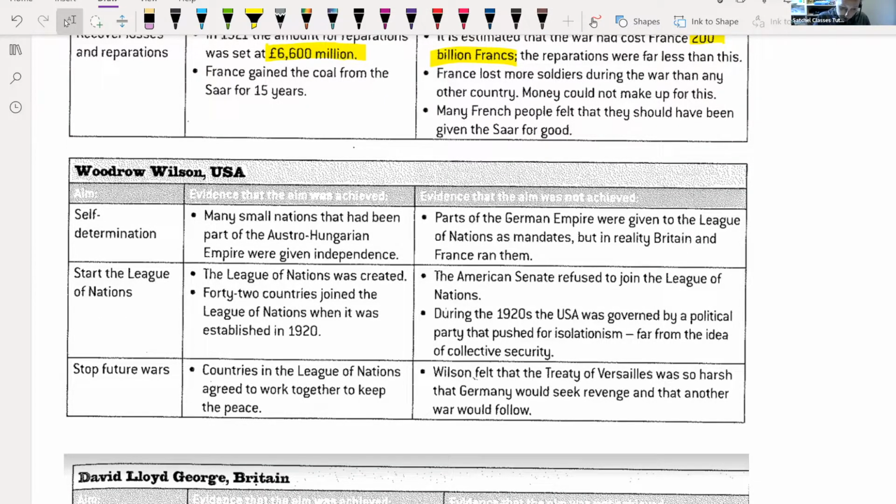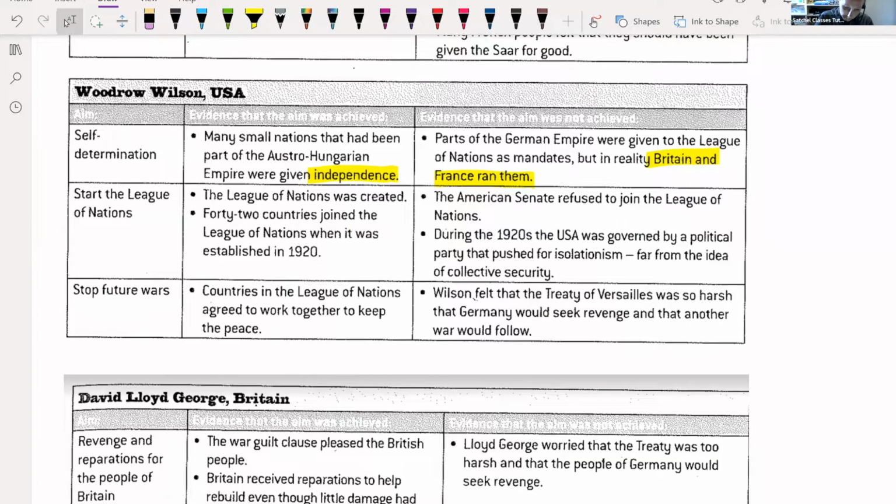So Woodrow Wilson of the USA, he wanted self-determination. Some people did get independence. Parts of the German Empire were given to the League of Nations, which we will go into in a future video, but Britain and France ran them. So even if these countries were independent, they still weren't ruling themselves. They were still being ruled by other people.